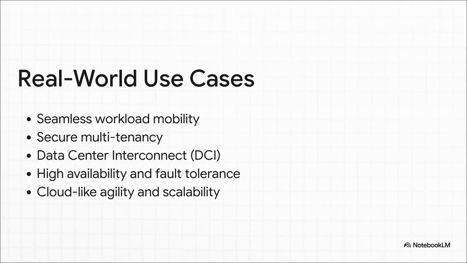Well, this modern fabric is what unlocks all that agility we expect from the cloud. It means you can move a running virtual machine from one server to another anywhere in the data center without dropping a single connection. It lets you securely host thousands of different customers on the exact same hardware. And it opens the door to one of the most powerful use cases of all.